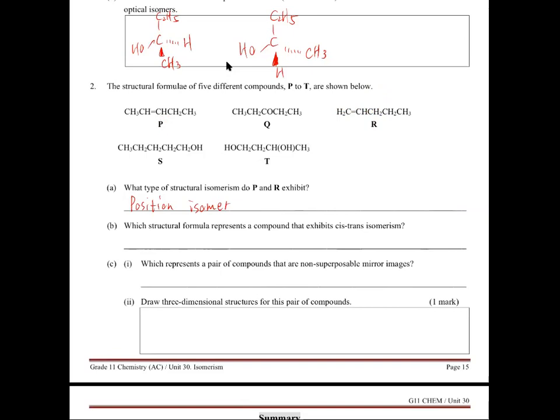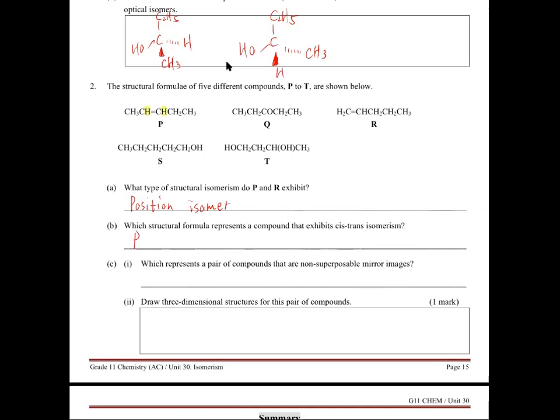And then let's take a look whether P can form the cis and trans isomers. For P, let's find the carbons on the double bond. The left-hand carbon has one hydrogen attached to it. The right-hand carbon also has a hydrogen attached to it. So by putting the two identical hydrogens on different sides, we can have cis or trans isomers. So it should be structure P that can have cis or trans isomers.